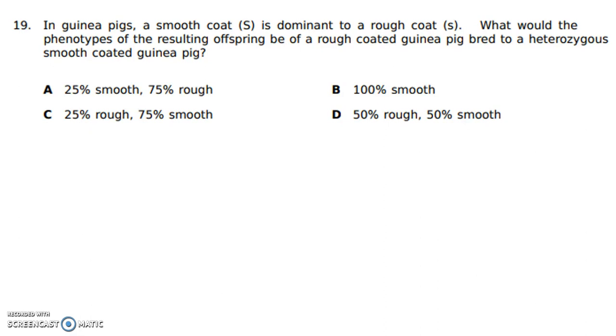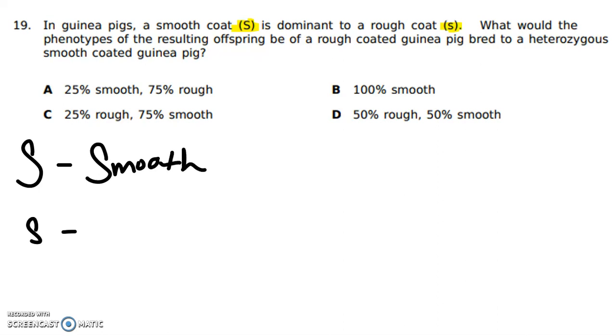A smooth coat is dominant to a rough coat. So dominant allele is smooth. Recessive allele is rough. So let me go ahead and write that. So large S, and I always hate S's because they're hard to tell between dominant and recessive, is smooth. And this small s, recessive s, is rough.